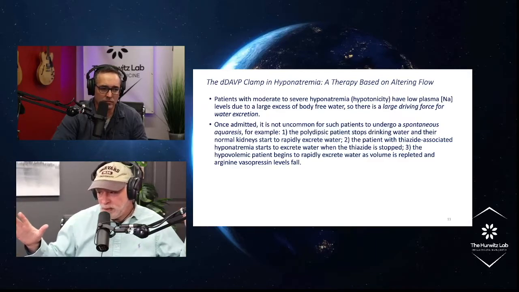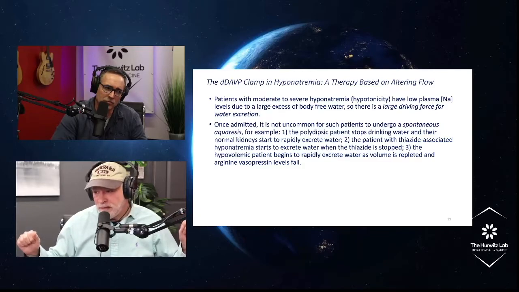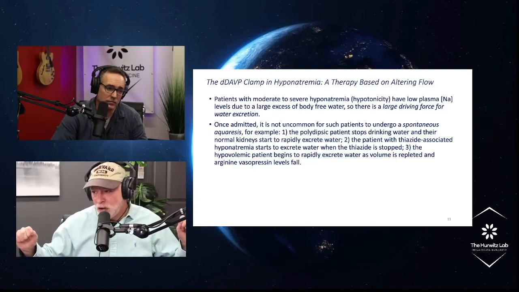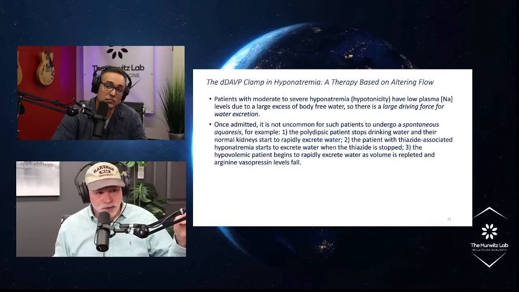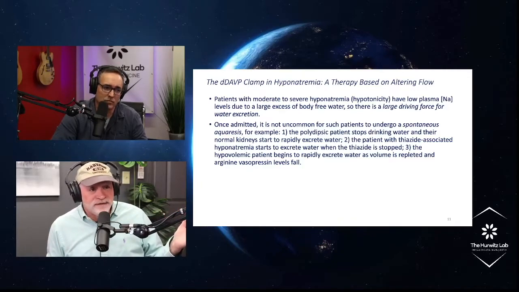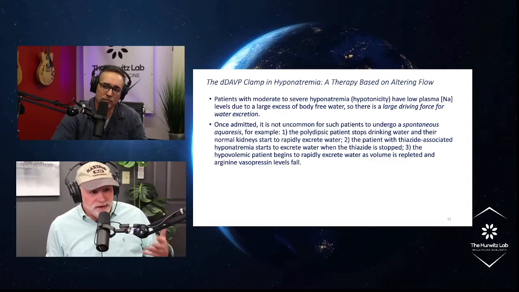So I suppose a couple of good examples of spontaneous aquaresis are the psychogenic polydipsic patient or the primary polydipsic patient who's drinking water, and then their normal kidney starts to excrete it rapidly when they get hospitalized. They're at high risk if they've drunk themselves down to, I saw a patient drink himself down to 112, and he's making tons and tons of urine as he comes in intubated. Well, he's going to overcorrect. And you've got to put a brake on that.